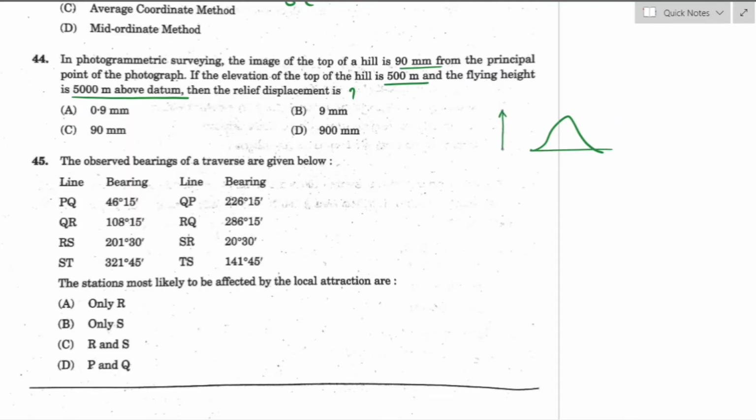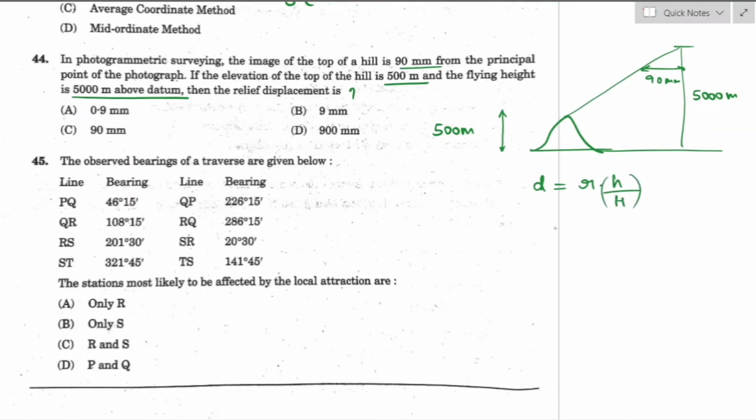So this is a hill of height 500 meter and this is the flying height at an elevation from the bottom of 5000 meter. So the image of the hill is 90 mm. So this is the radial distance. So we have to calculate the relief displacement, which is given by the formula D is equal to R into H divided by capital H, where R is the image of the hill, which is given as 90 mm. So let us convert it into meters.